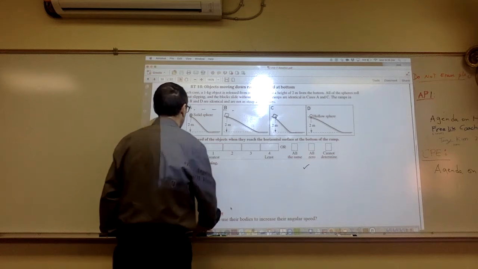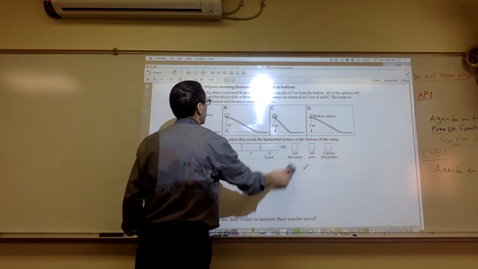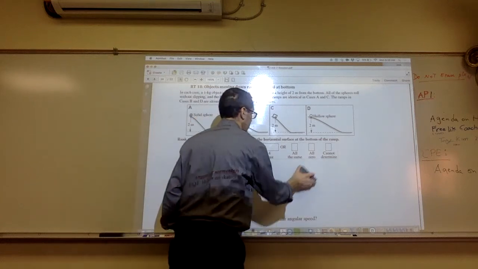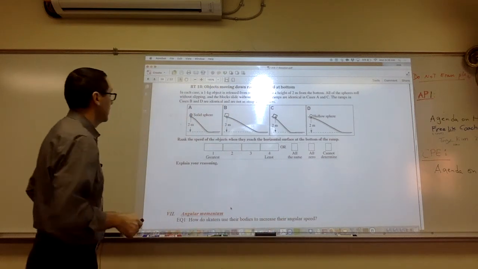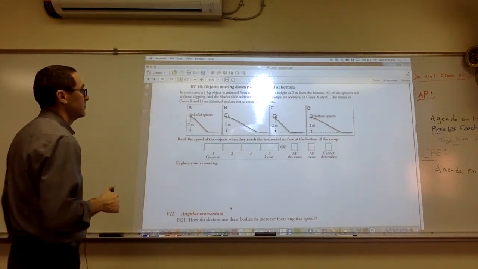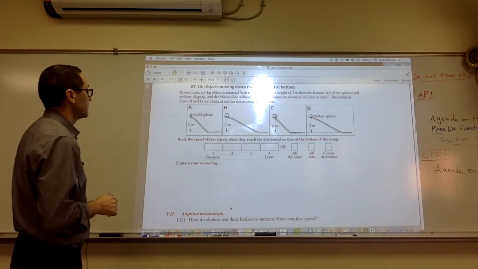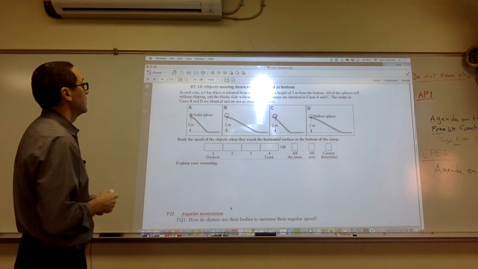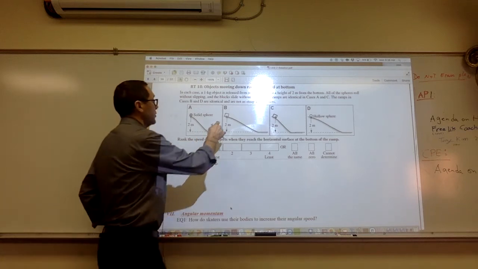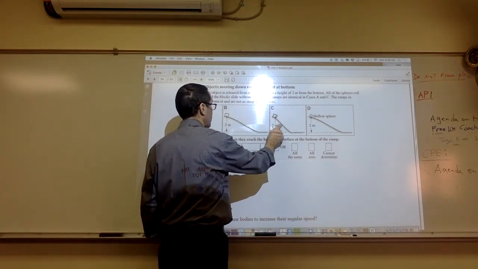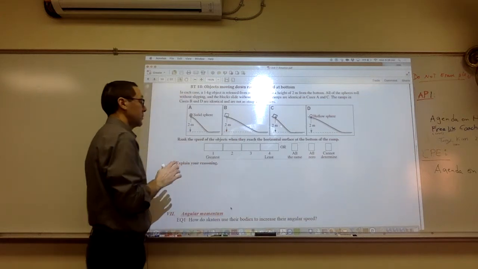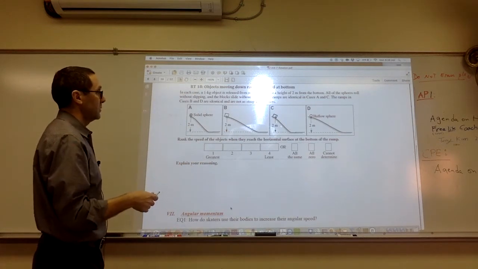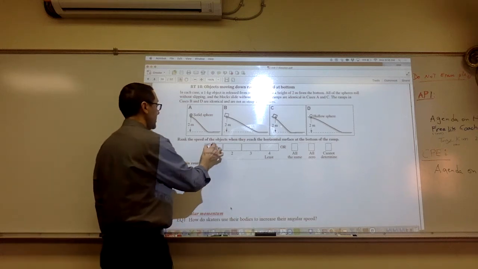All right, RT18. Objects moving down a ramp, speed at the bottom. Okay, so there's no friction on these blocks. So those two have to reach first because they don't waste energy, or they can't rotate. So there is no energy given to rotation. So it should be B and C together.